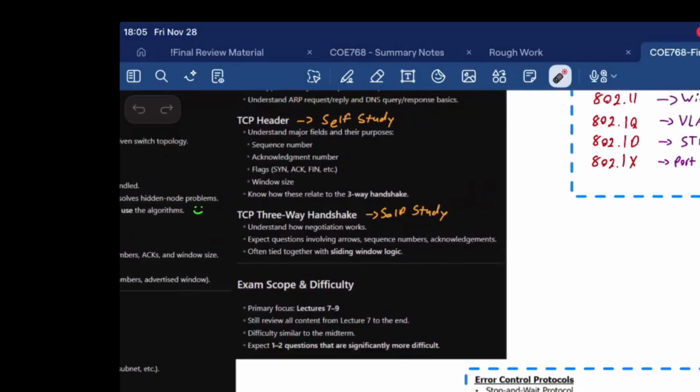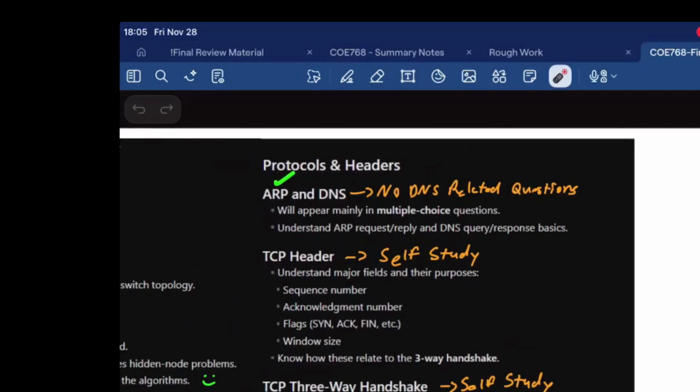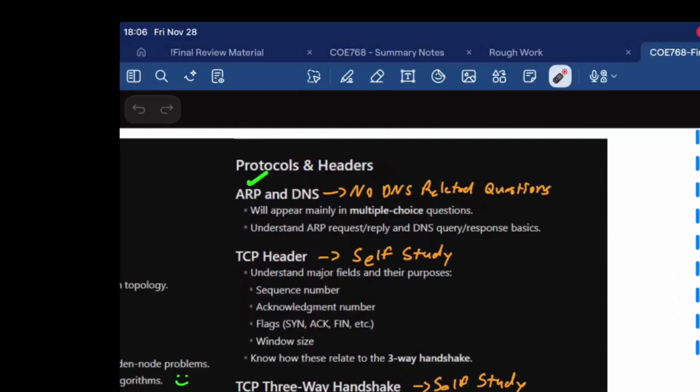Aside from that, there are some things that we won't be getting into, as there haven't been any questions that I was able to find, which are DNS and TCP headers. This is more for self-study, theory knowledge, and going through the professor's slides. Once again, if you have any questions about those, you can ask, and I would try my best to help you out.